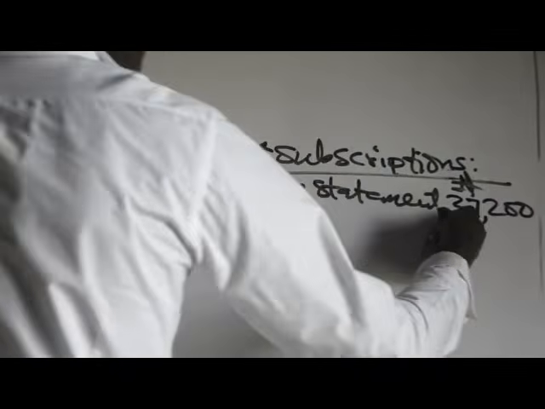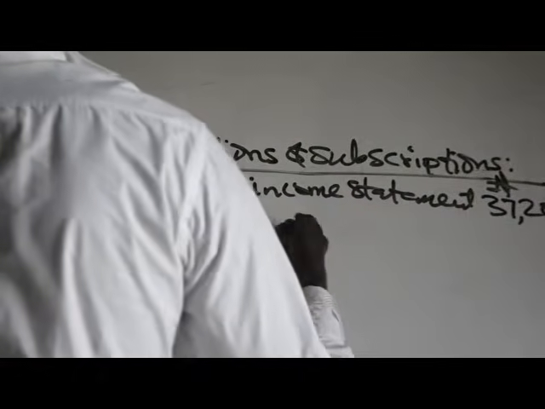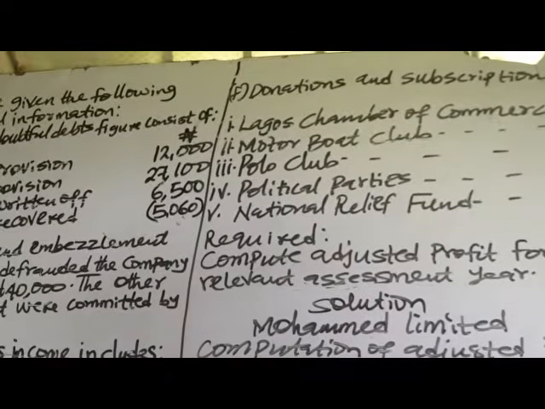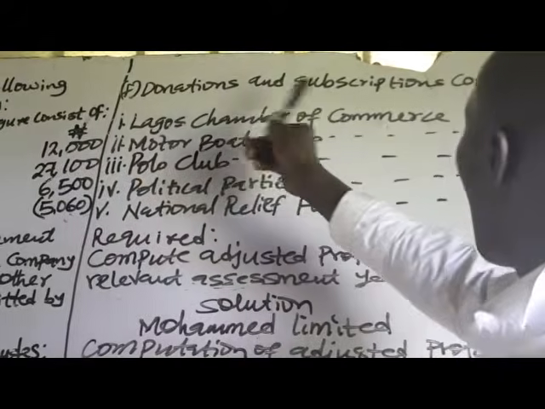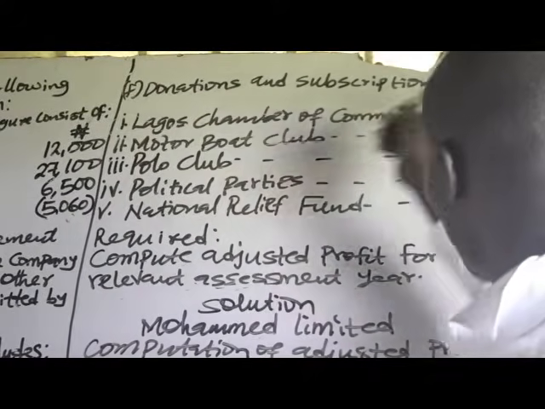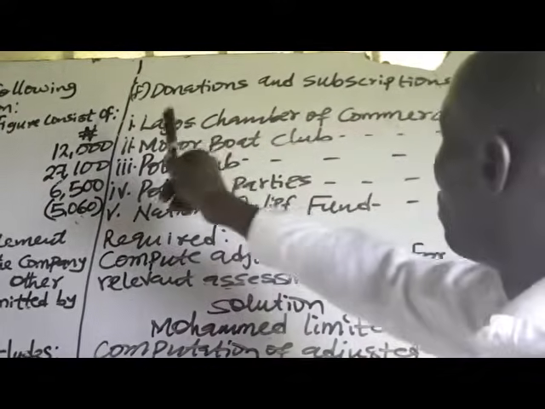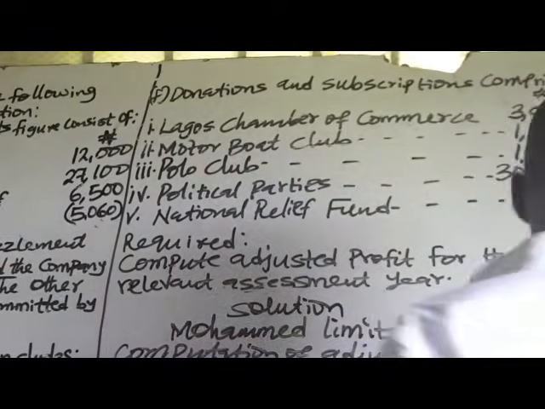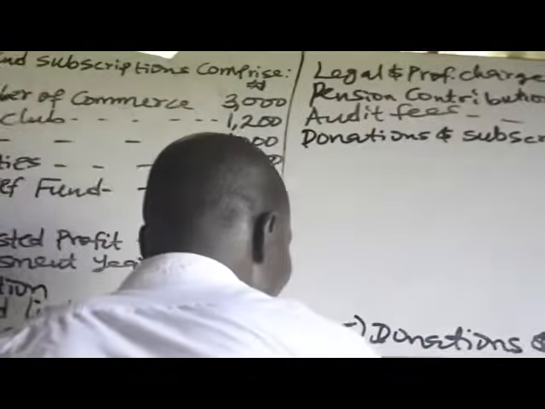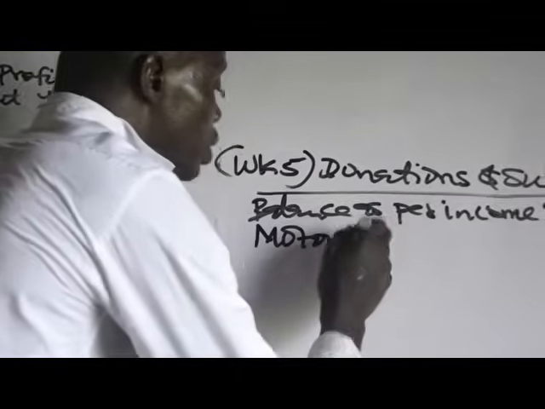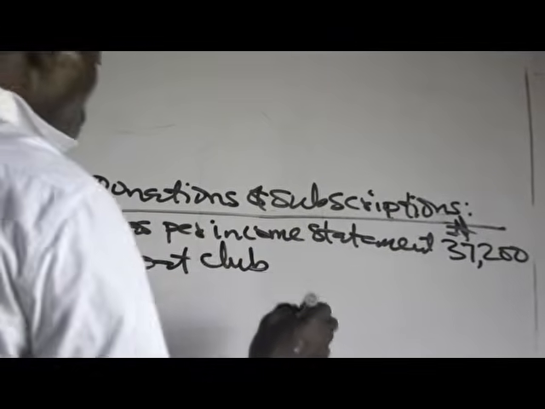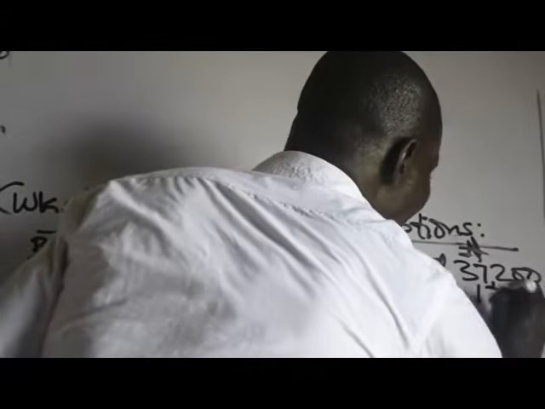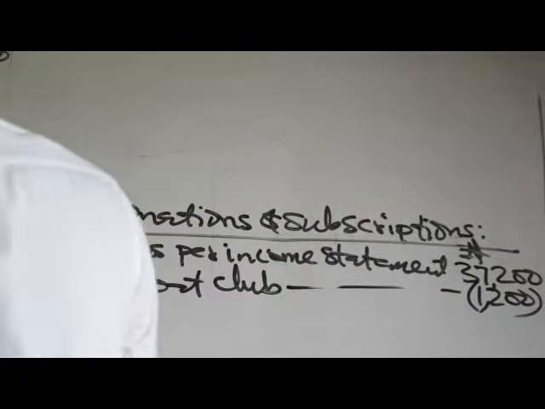37,200. From this, we deduct those donations granted to unapproved body. Now, note F. Donations and subscription comprise Lagos Chamber of Commerce. It is one of the approved bodies, so we ignore that. Motor Boat Club is unapproved. So donation to Motor Boat Club, and that amounted to 1,200. We remove that. It's not approved.